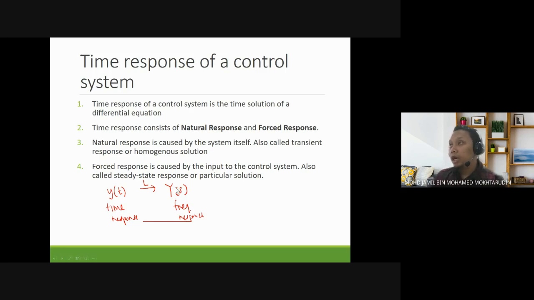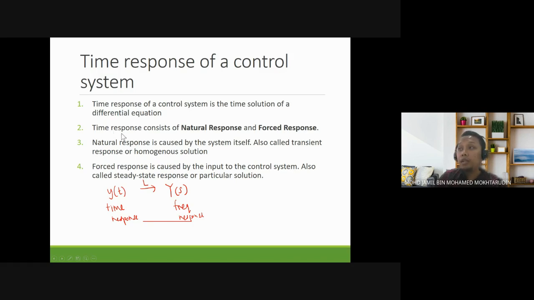Okay, so in a control system, both responses are important, and sometimes we need to choose whether we want to analyze a system in time or in frequency. And in this lecture, we are choosing to analyze the system in time. So we want to find the time response. The time response of a control system is the time solution of a differential equation. So instead of frequency, we solve the equation and find the solution in terms of time.